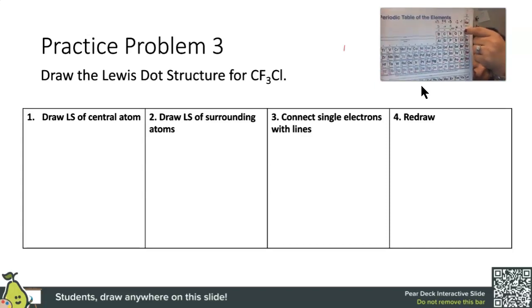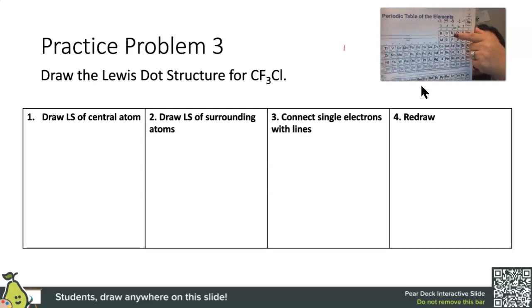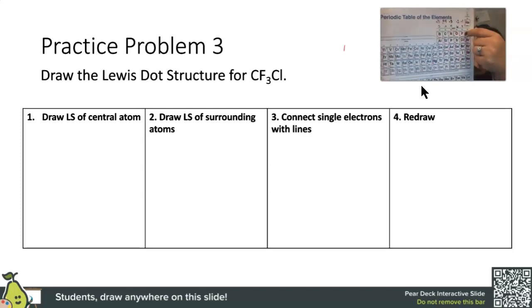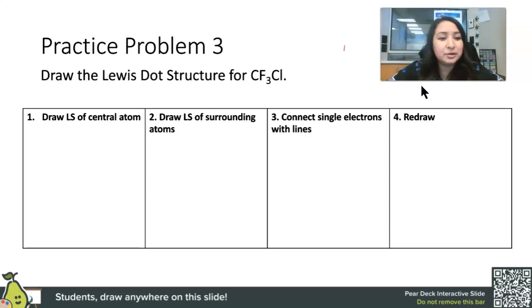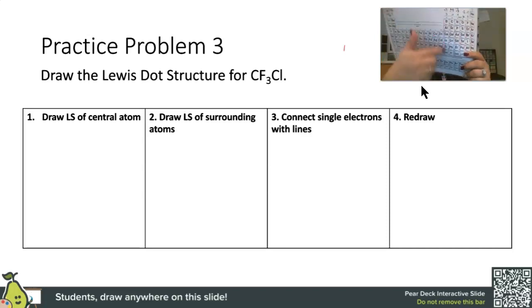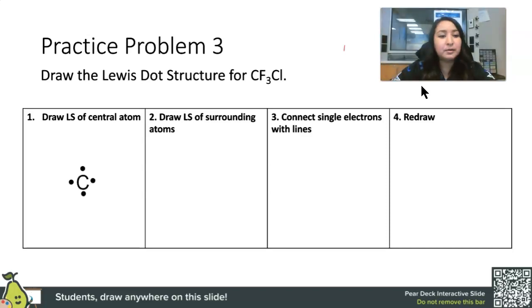Well, we said fluorine was the most. So anything farther away from fluorine will be the least. So carbon is less electronegative, so that's the one that goes in the center. Don't forget to draw the valence electrons around it. Remember, it's in the 4th column, so it gets 4 dots around the nucleus.